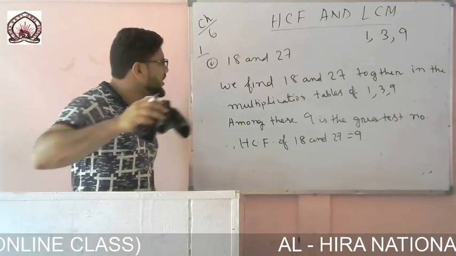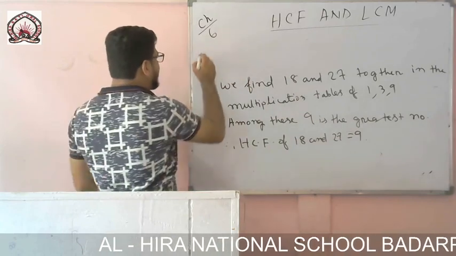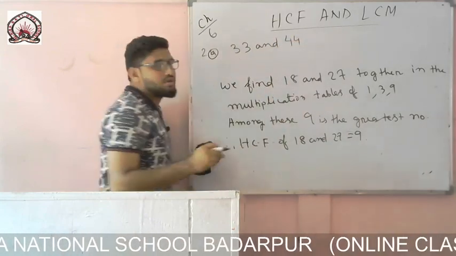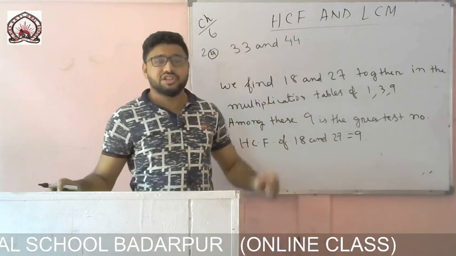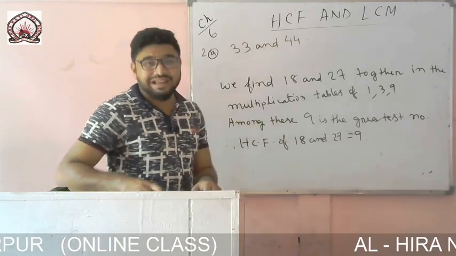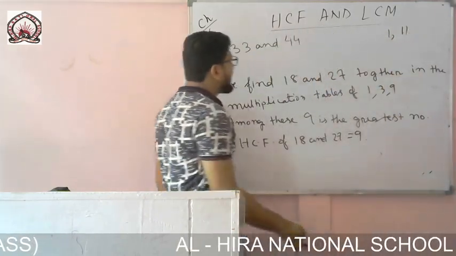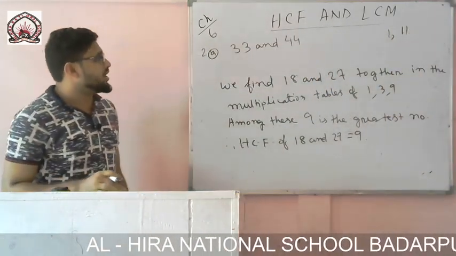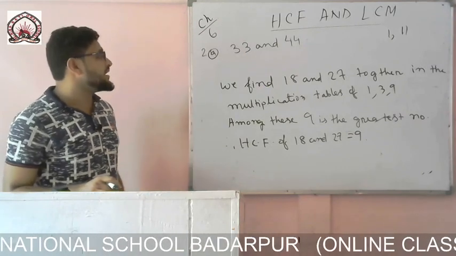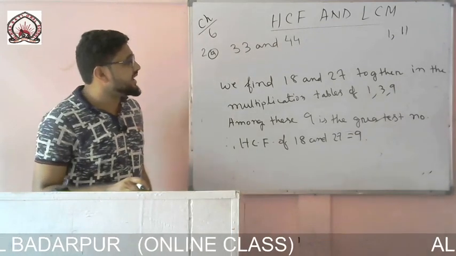33 and 44. Question number 2. So obviously, 33 and 44, these we shall get only in 11. 1 and 11. 1 33s are 33 and 1 44s are 44, and 11 3s are 33.